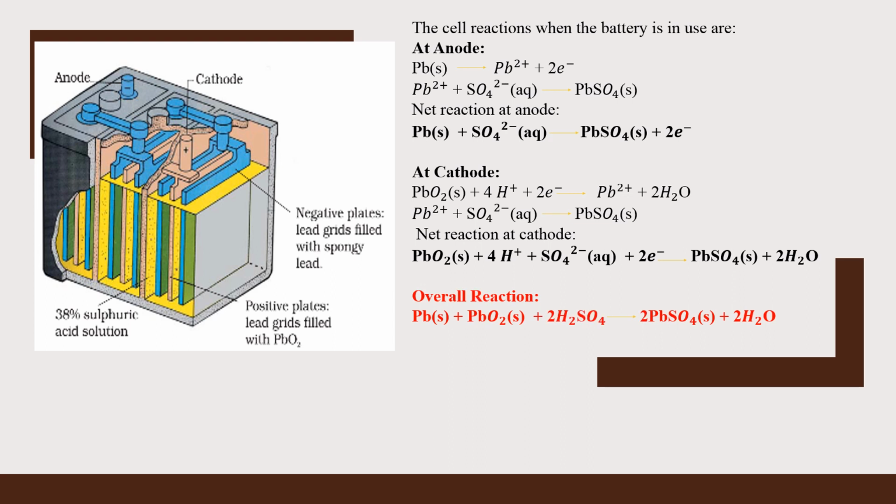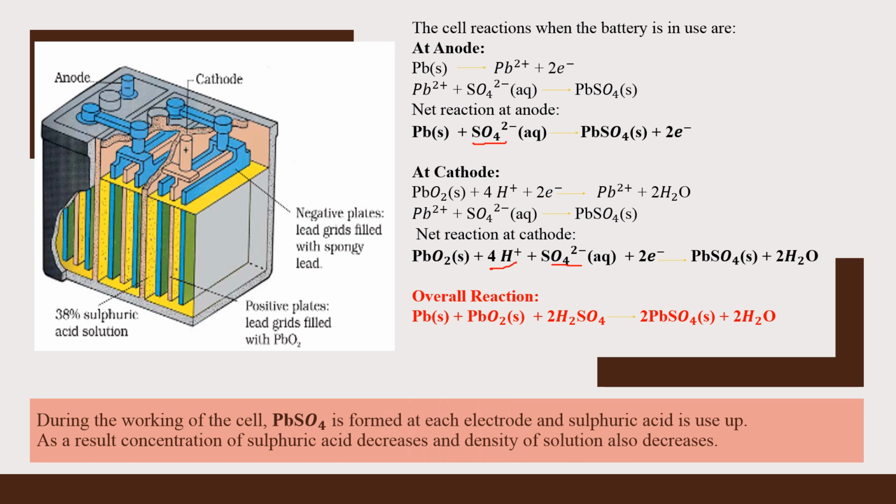Now the overall net reaction for the lead storage cell will be Pb plus PbO2 plus 2 H2SO4. How is it twice H2SO4? Since 4 H+ and SO4 2- at the cathode, and at the anode one SO4 2- is present. On combining all this we get 2 H2SO4, which gives 2 PbSO4 plus 2 water molecules.